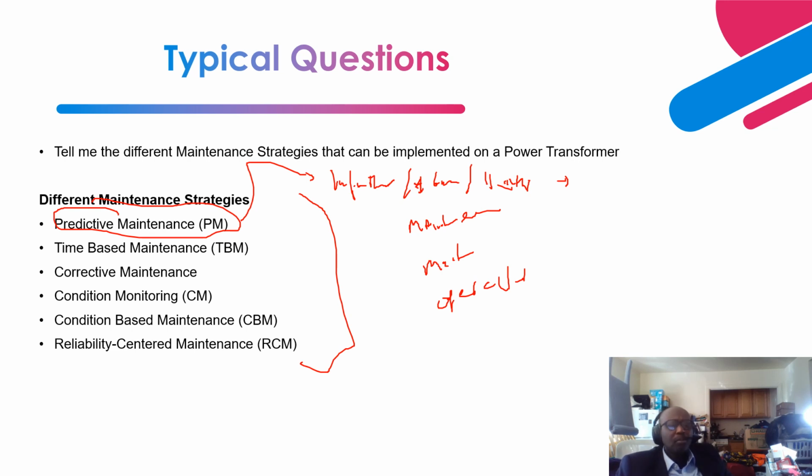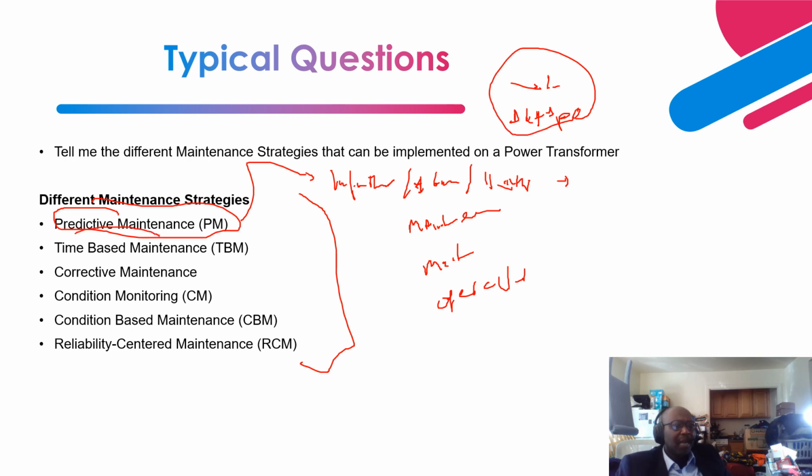Okay. Next is DGA, oil analysis. That's another predictive maintenance. Actually, one of the best predictive maintenance to identify broken connections inside the transformer, other faults inside the transformer. First-time information.